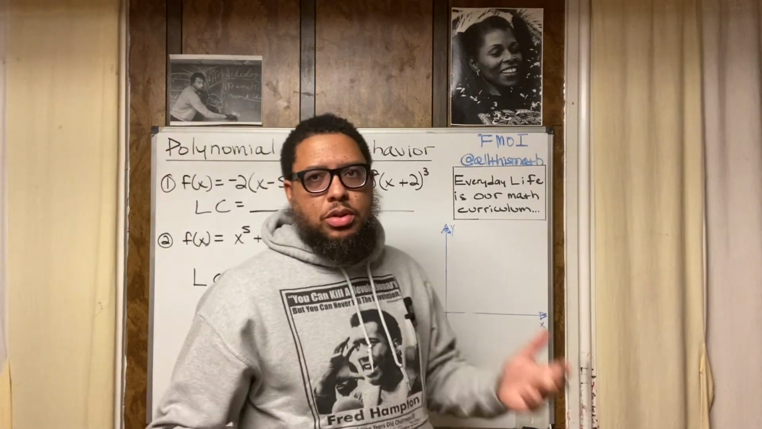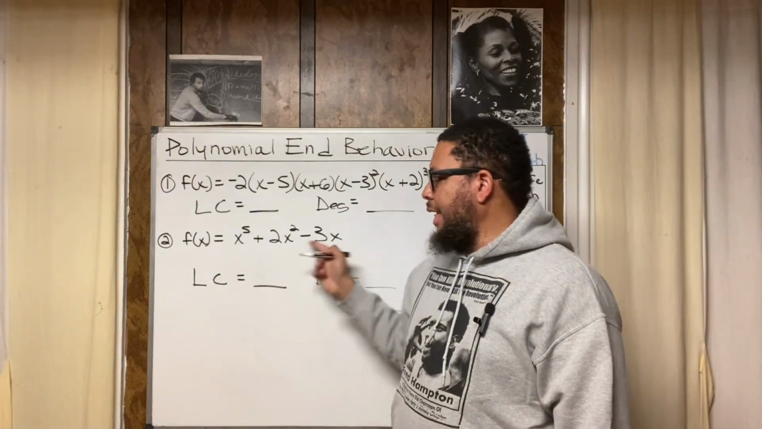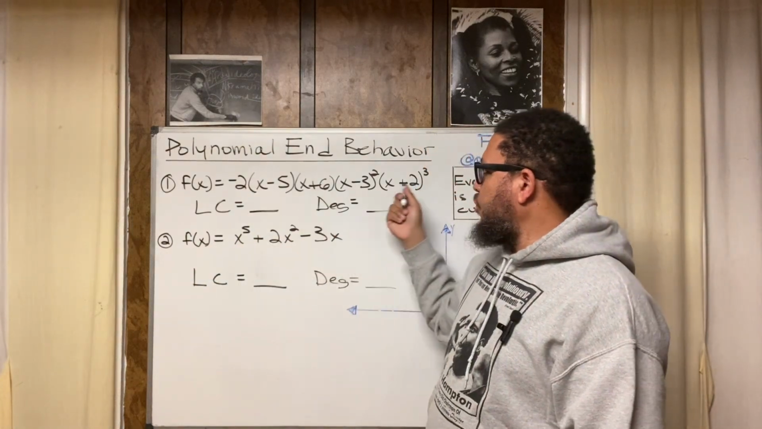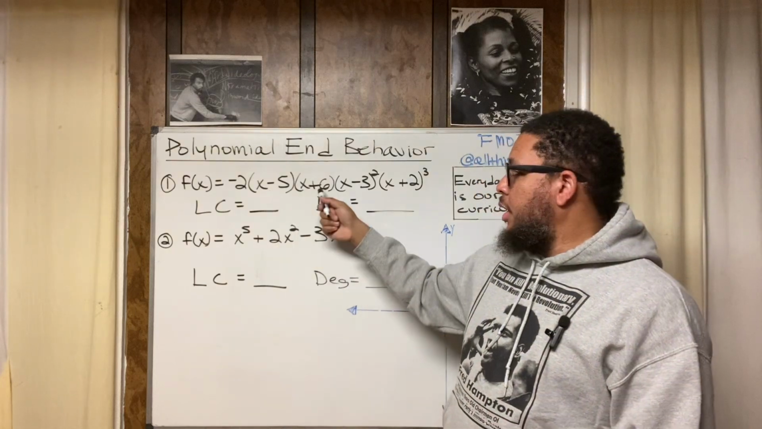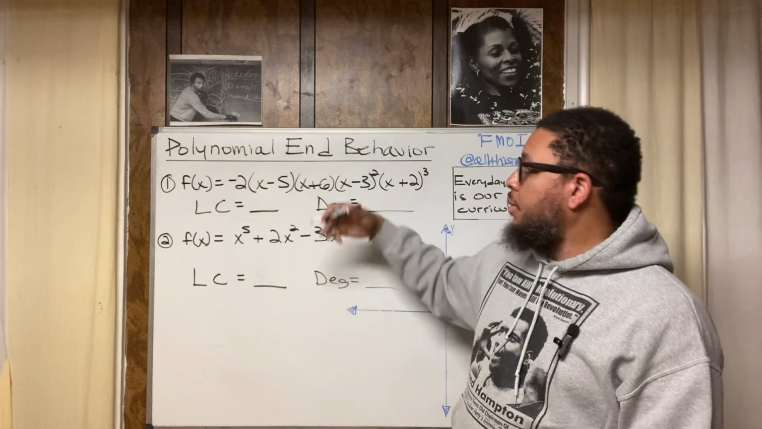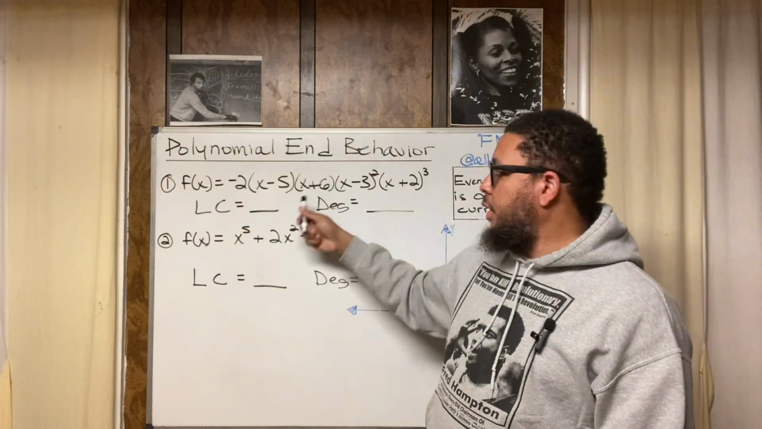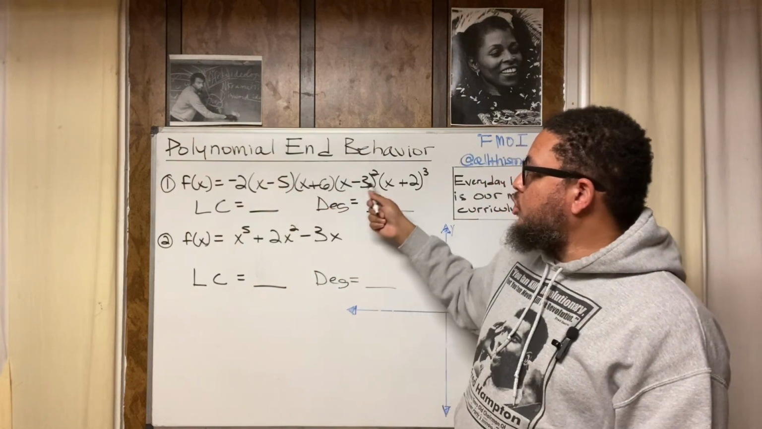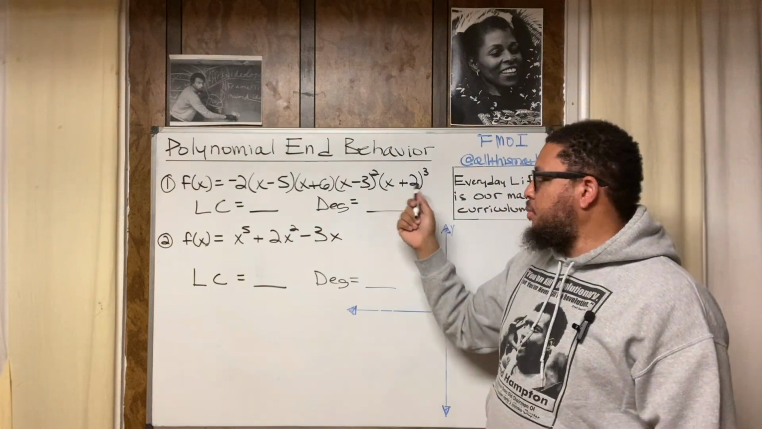Now, number one looks a little different than you might be used to, because most of your expressions or functions will look like this. But this is given to us in factored form. X minus 5 is a factor. X plus 6 is a factor. X minus 3 is a factor. X plus 2 is a factor. It's only one of these X minus 5s with an invisible exponent 1. It's only one of these X plus 6s. It's 2 of these X minus 3s because of that exponent 2. It's 3 of these X plus 2s.